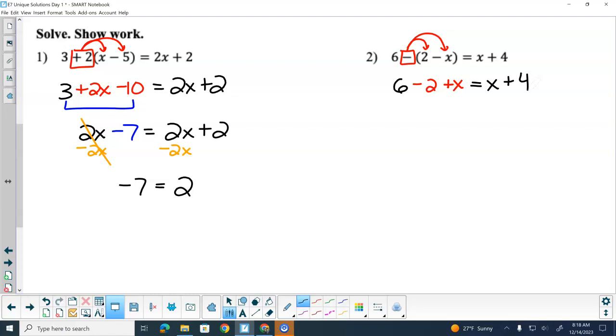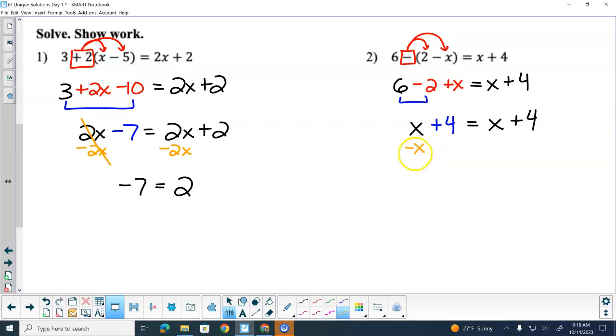Yeah? I can do these 2, right? So that's going to give me x, then plus 4 equals x plus 4. Now, which way do you want variables to go? Left or right? Right? Okay. So if I want my variables to go to the right, how am I going to make this one move? Subtract x from both sides?